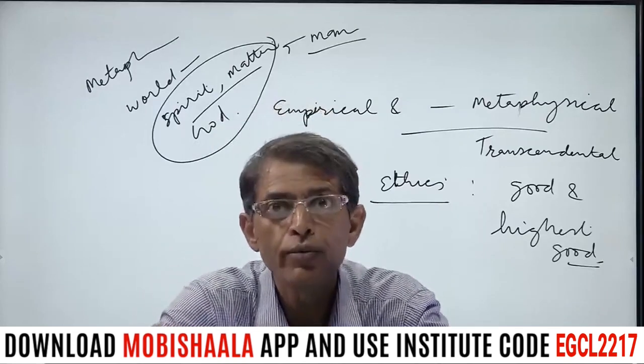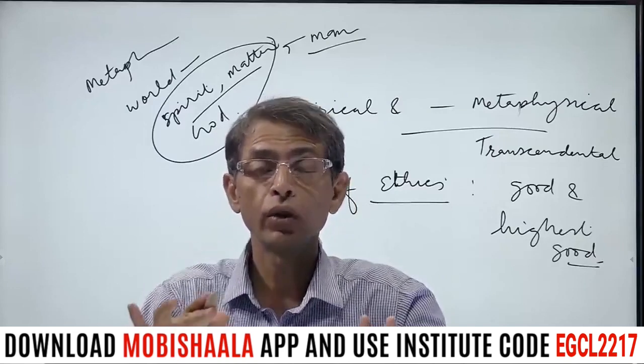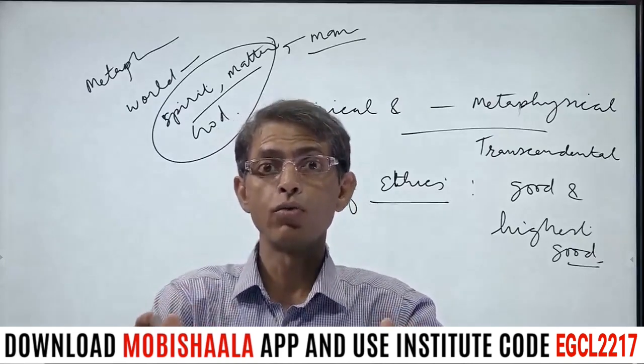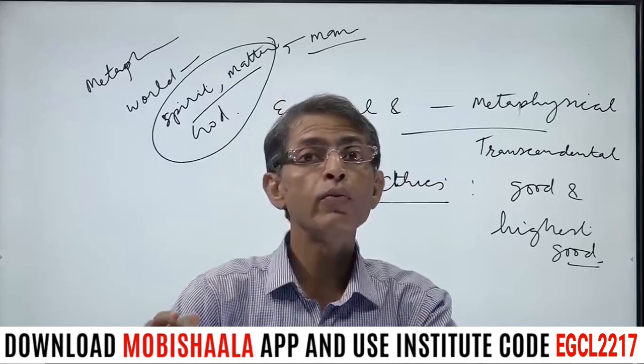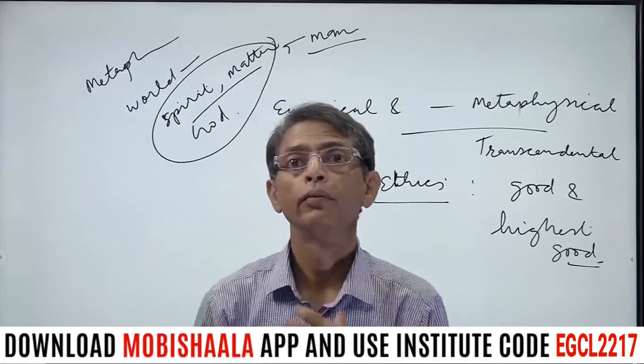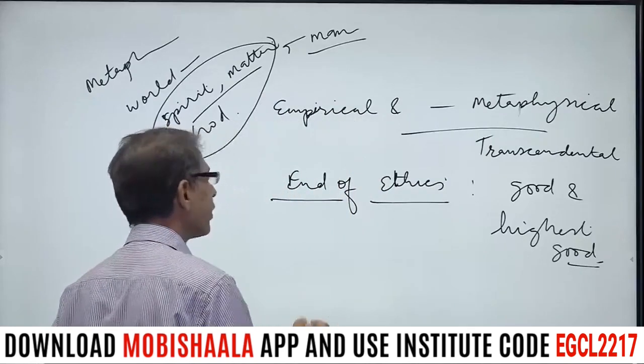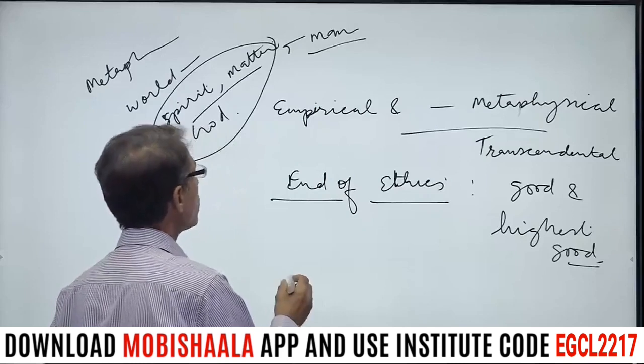So, this is the subject matter of the end of ethics. Ethics tries to define the good. Good means personal good, social good, and the ultimate good. So this is the definition of the end of ethics. And now, what are the uses of ethics?